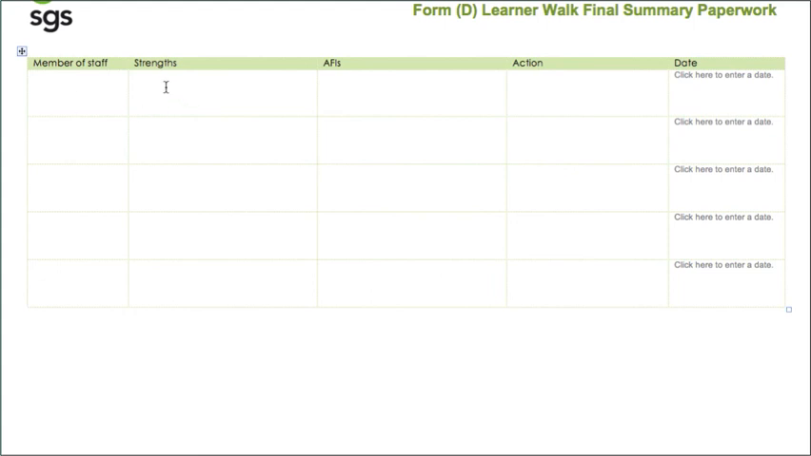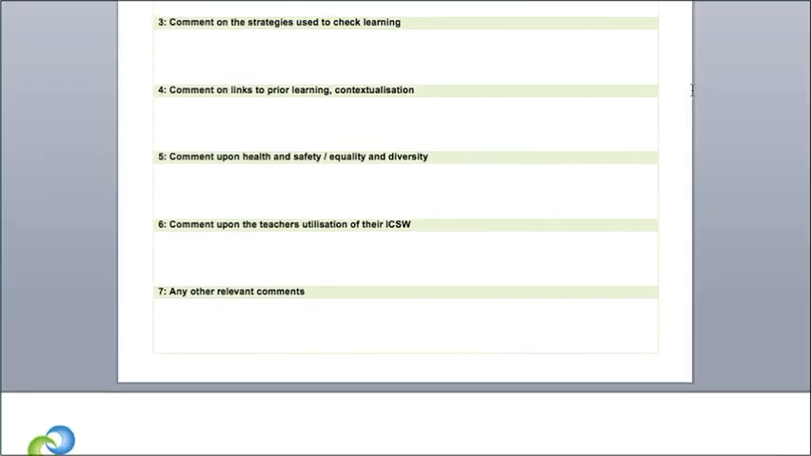Put the staff name, record the strengths, areas for improvement, and then write appropriate action plans. You'll also need to put the date by which you wish all of this to be completed. So, there it is, that's the form.